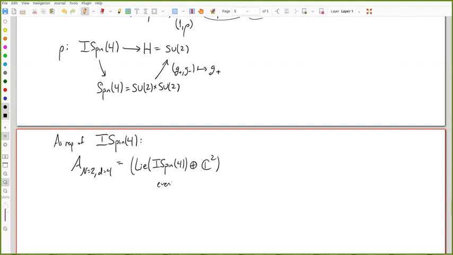This is the even part. But now the odd part, so before I wrote it as some bunch of spin representations. Now it's not that anymore. Rather, it's one copy of the vector representation, 4-dimensional, plus one copy of the trivial representation, 1-dimensional.